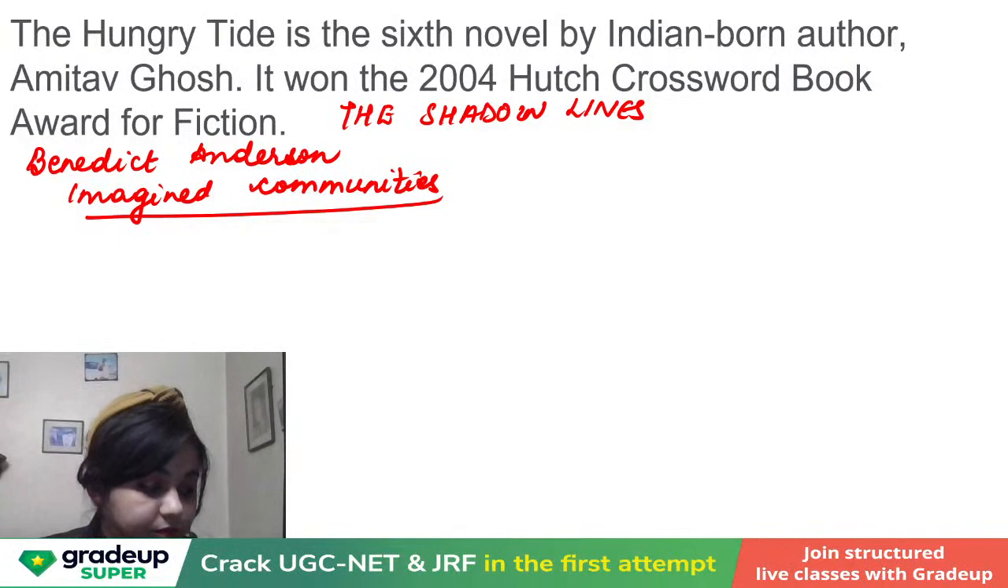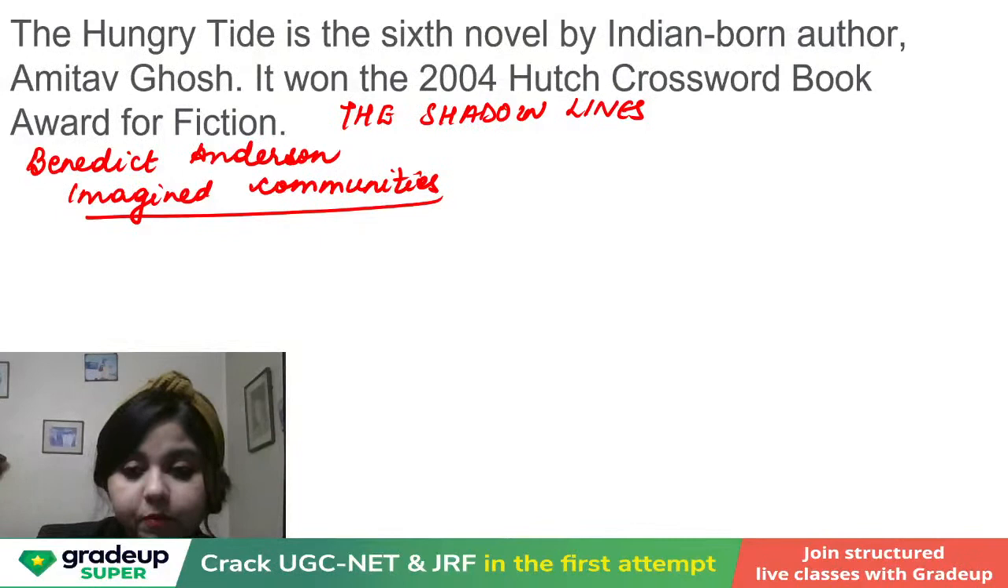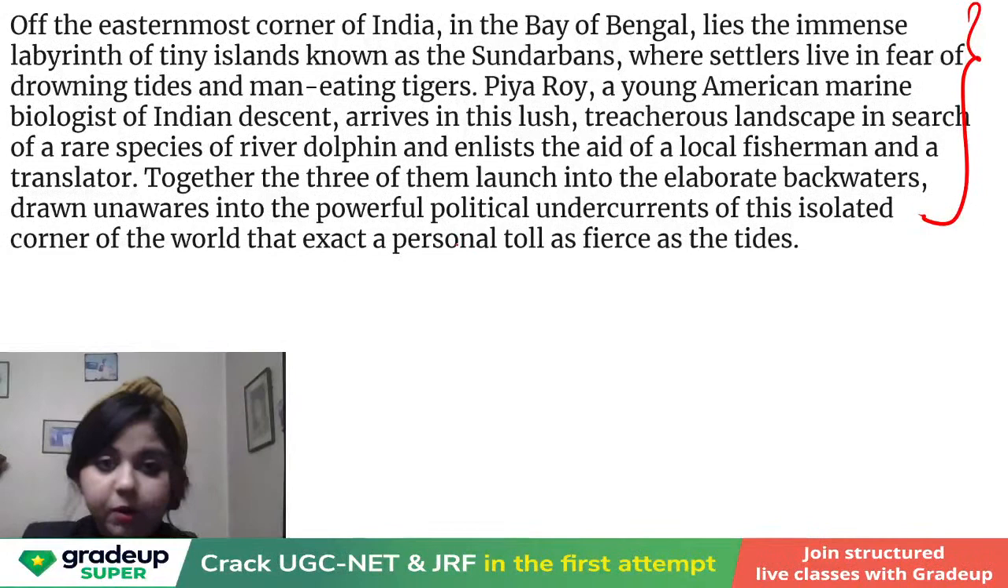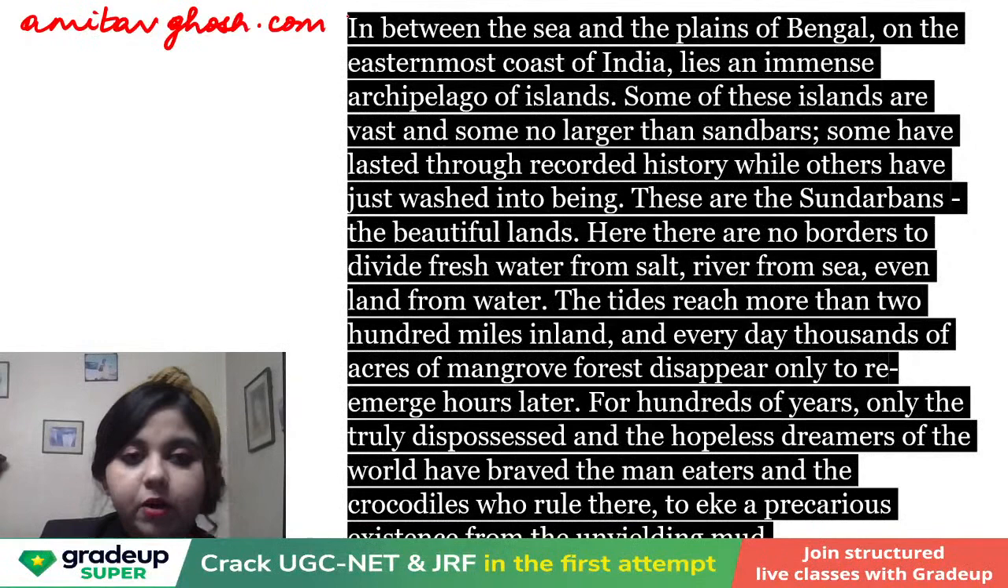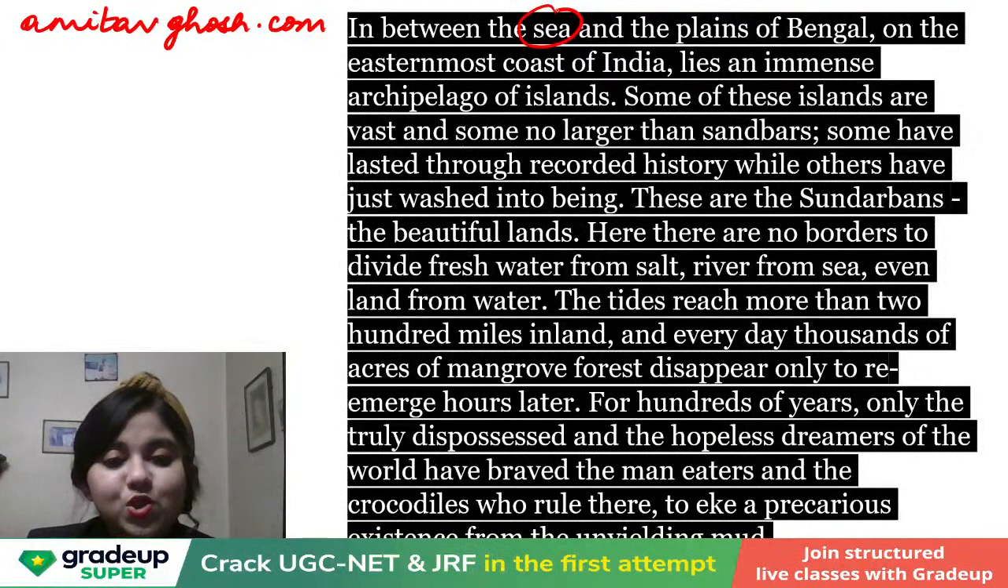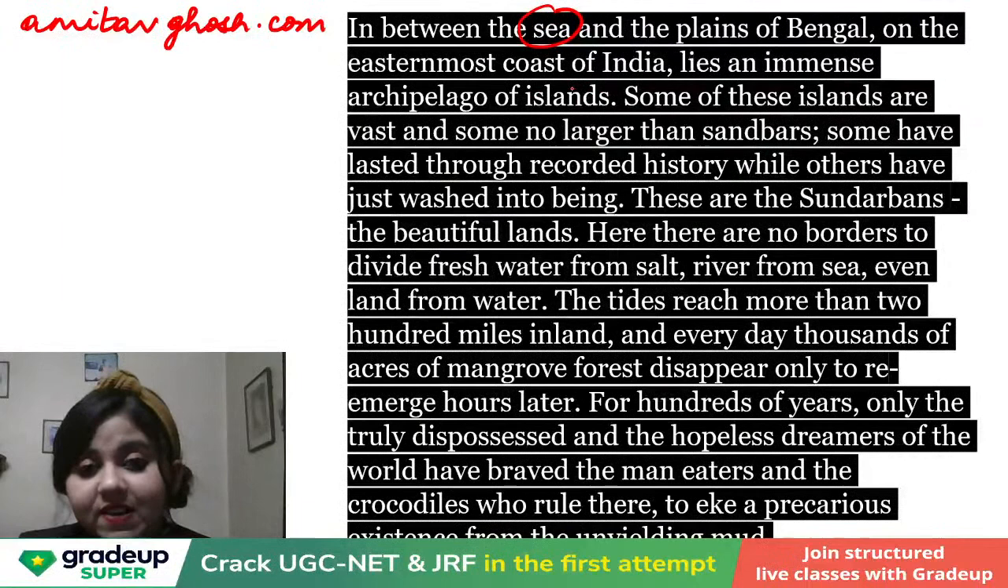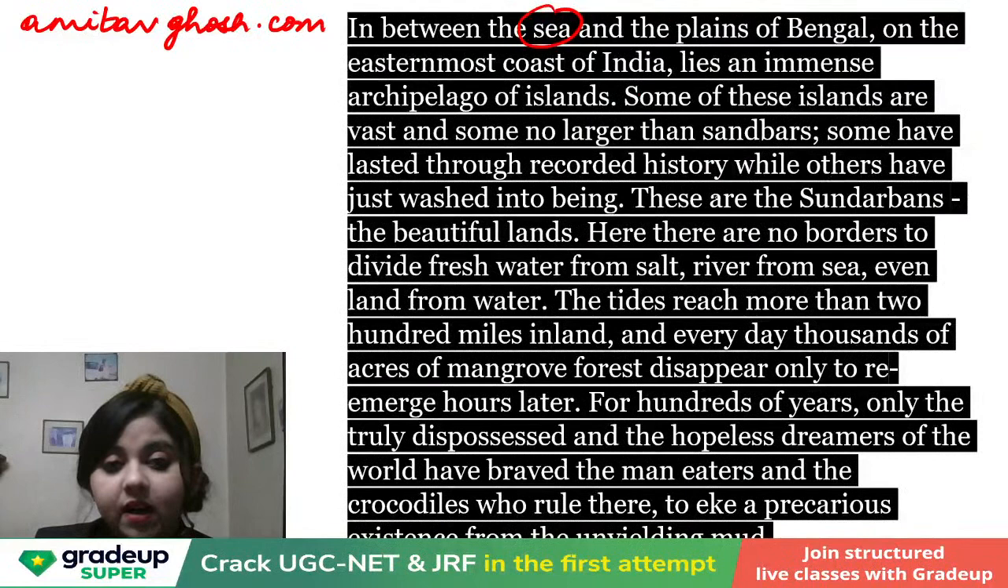And the Sea of Poppies, or when you're talking about The Hungry Tide, for example, look at what the author has to say, forget about Goodreads. This is from AmitavGhosh.com, talking about The Hungry Tide. "In between the sea and the plains of Bengal, on the eastmost coast of India, lies an immense archipelago of islands. Some of these islands are vast and some no larger than sandbars. Some have lasted through recorded history while others have just washed into being. These are the Sundarbans, the beautiful lands."